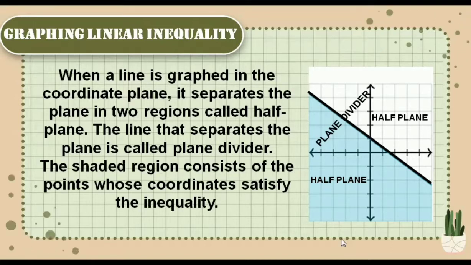The shaded region consists of the points whose coordinates satisfy the inequality. So this shaded region right here, all the points right here satisfy the inequality, or all the points right here are part of the solution set of the linear inequality. On the other hand, the non-shaded region, all the points right here do not satisfy the inequality, or all the points are not part of the solution set of the linear inequality.